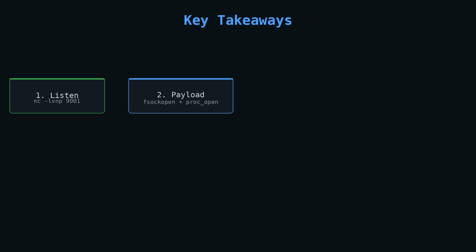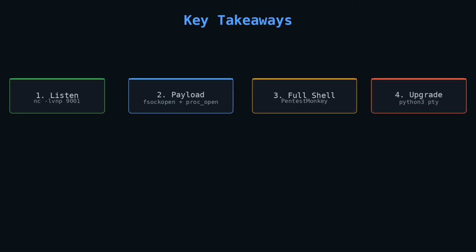Let's wrap up with the key takeaways. Start your listener first, always. The fsockopen one-liner is perfect for quick and dirty access when you need something fast. For real engagements, use the PentestMonkey full shell because it's more stable and feature-rich.